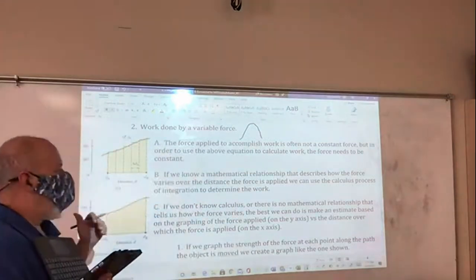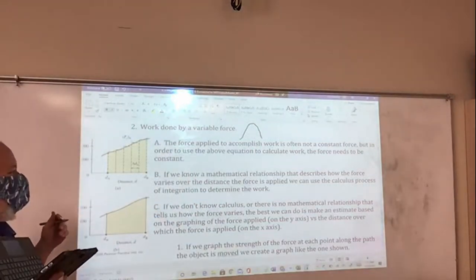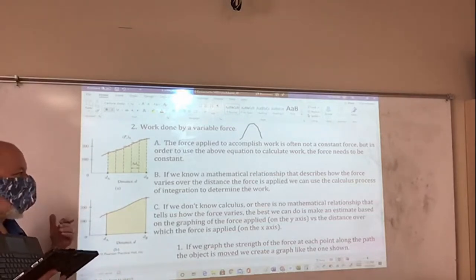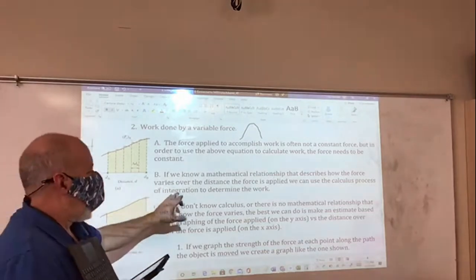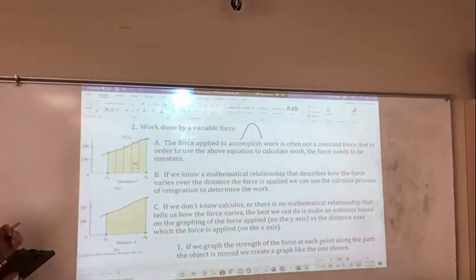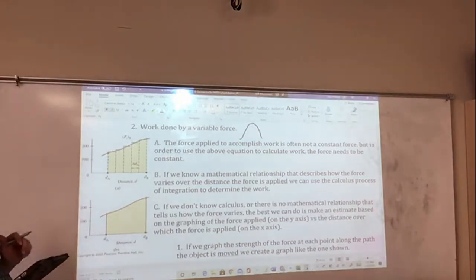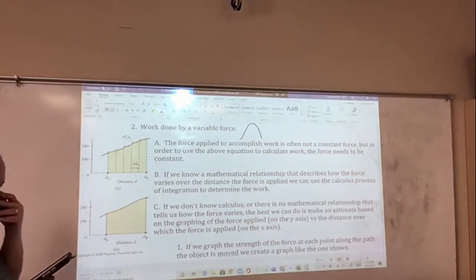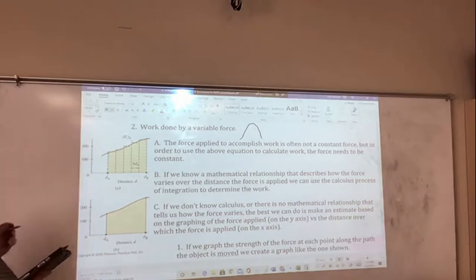If we know a mathematical relationship that describes how the force varies over the distance the force is applied, we can use the calculus process of integration to determine work. But if I don't know how the force varies, the best we can do is an estimate based on the graphing of the force versus the distance over which the force is applied. And here's how this is going to work.